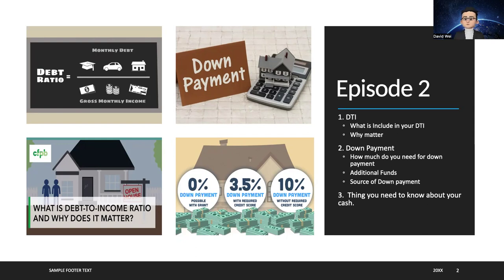Number three, the thing you need to know about your cash, because your down payment is your cash, and how you place it and when you put it in could make a difference in whether your loan goes through or not, or whether there is a lot more work for you to do or not.